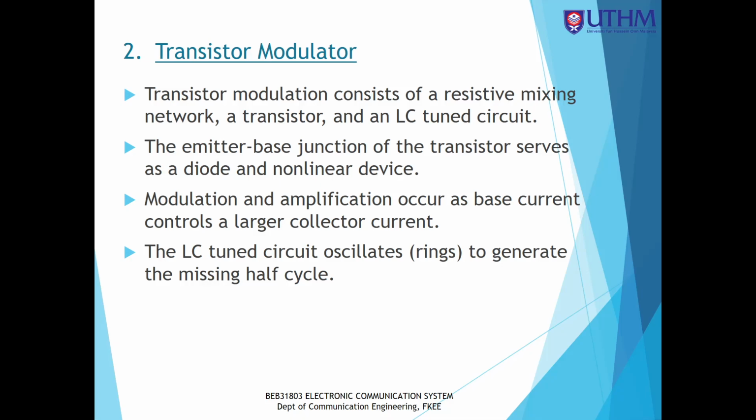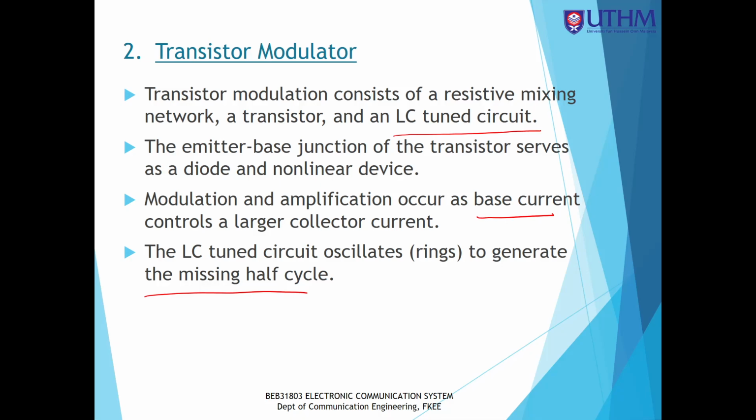So transistor modulation consists of a resistive mixing network, a transistor, and an LC tune circuit. So we still have the LC tune circuit. The emitter-base junction of the transistor serves as a diode and also a non-linear device. Modulation and amplification occur as the base current controls a larger collector current. So remember in a transistor, the base current controls the amplitude of the output. The LC tune circuit oscillates to generate the missing half cycle.